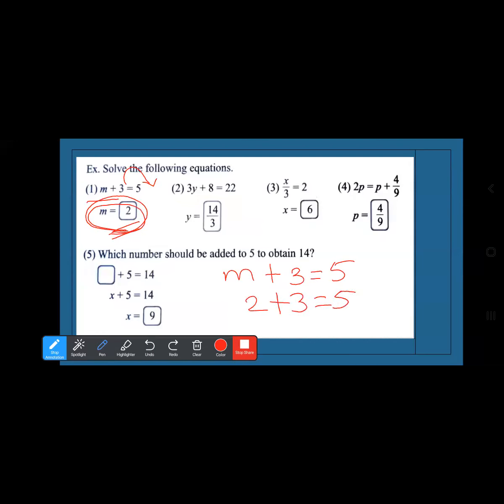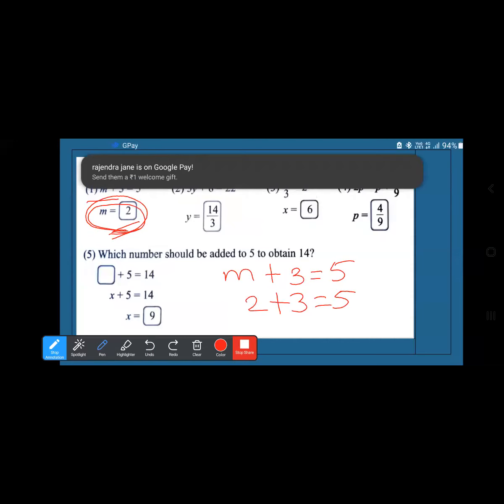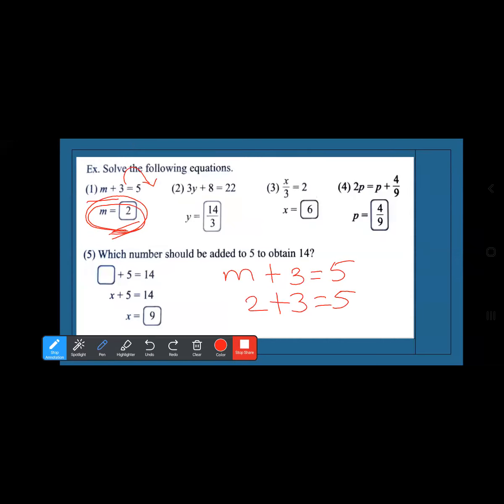Now, as I told you, this is an equation where there is a left hand side and a right hand side. On the left hand side, it is 2 plus 3. 2 plus 3 is how much? 5. Whereas on the right hand side, it is already 5. So here 5 equals 5. That means your left hand side and right hand side are equal. It means this value of m, that is 2, satisfies the given equation.